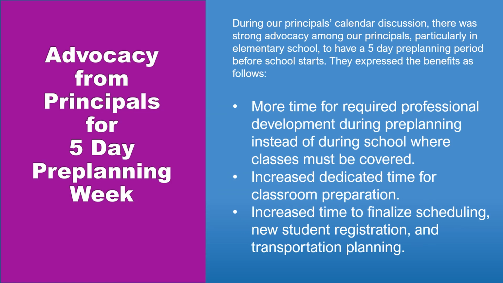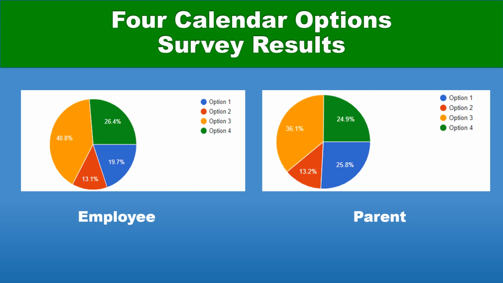Advocacy from our principals at the principals meeting was highly in favor of a 5-day pre-planning week so that we have more time for professional development, increased dedicated time for classroom preparation, and time to finalize scheduling, new student registration, and transportation planning. Our 4-calendar option survey results showed that the highest number of voters voted for option number 3. Calendar number 3 contained both a 5-day pre-planning period and also a later spring break, being the first week in April.